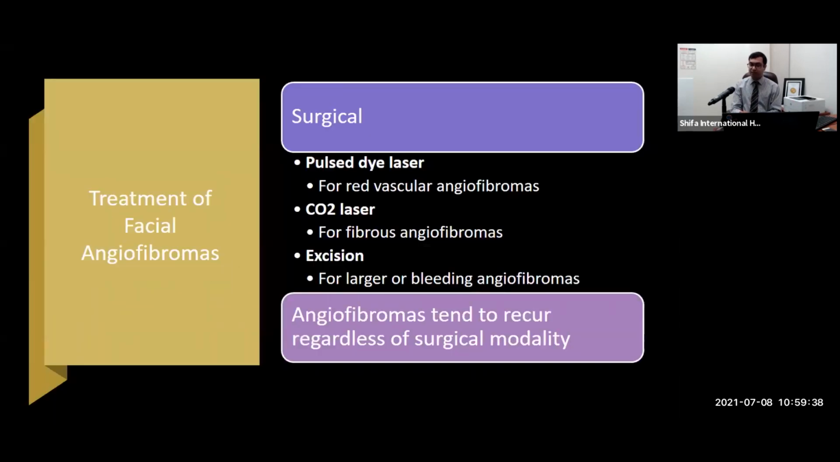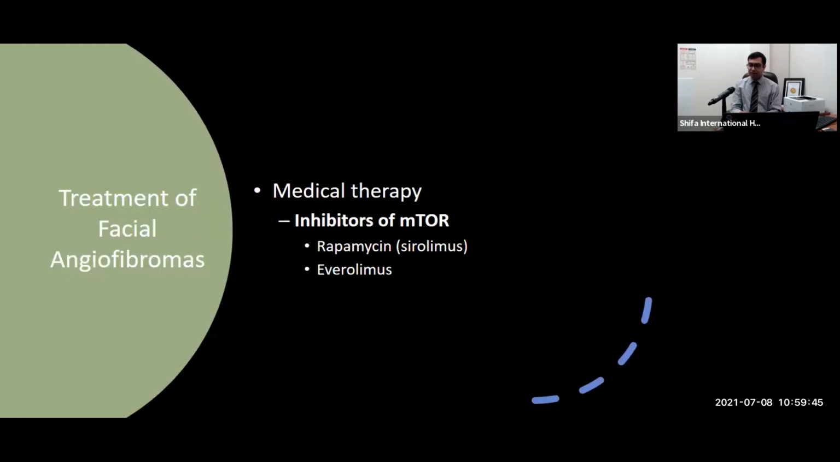Treatment, surgical or medical. Surgical, we know you can use pulse dye laser, carbon dioxide ablative laser, or surgical excision. But there is a medical option as well. mTOR inhibitors like rapamycin, sirolimus, or everolimus.